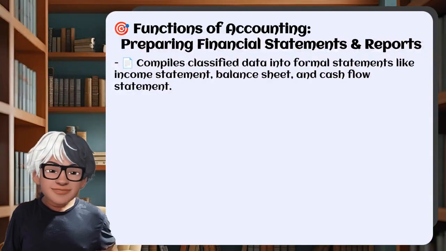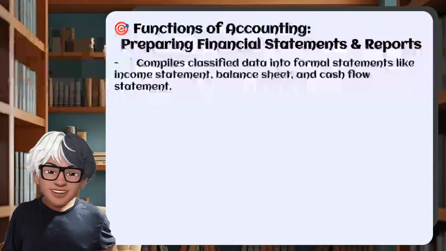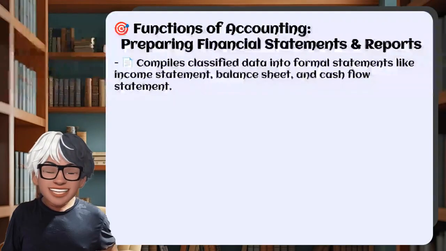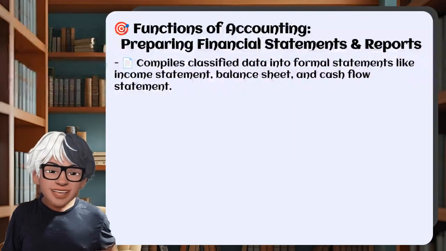The income statement shows profitability by comparing revenues and expenses over a period. The balance sheet captures a snapshot of assets, liabilities, and equity at a specific point in time. The cash flow statement tracks how cash moves through operating, investing, and financing activities. Together, these statements offer a comprehensive view of financial performance and position.